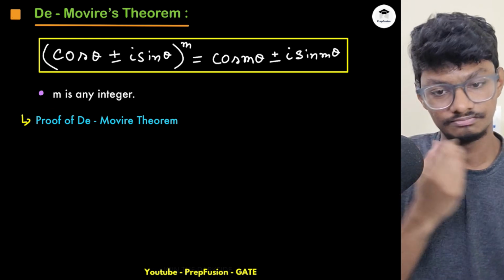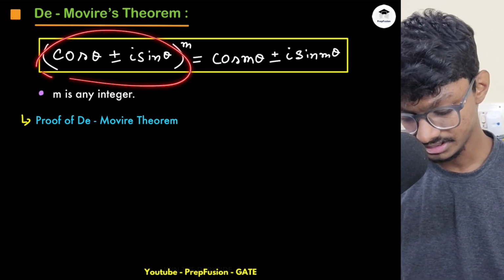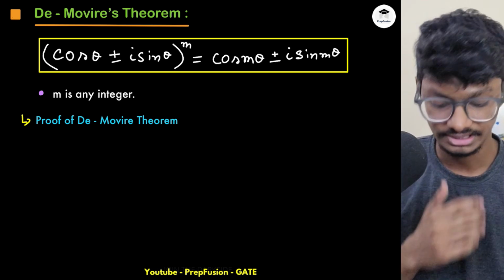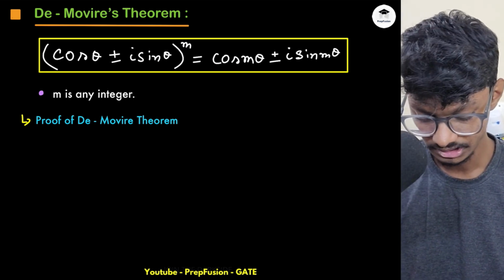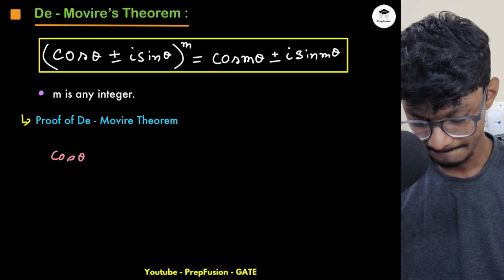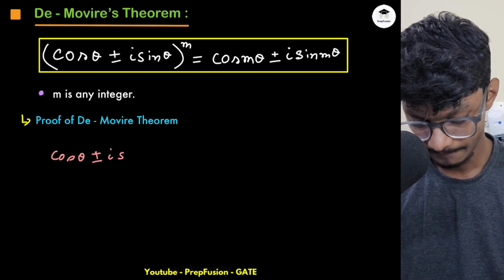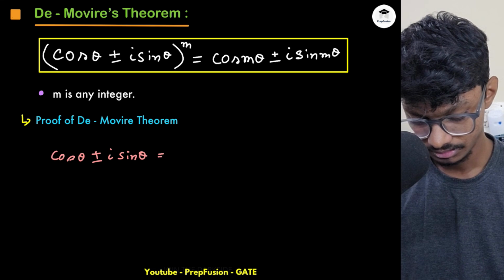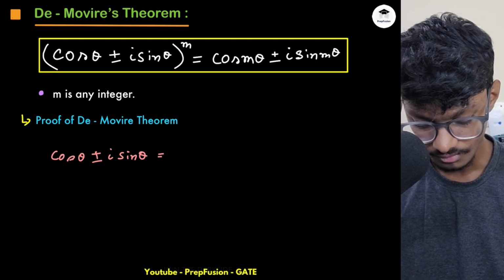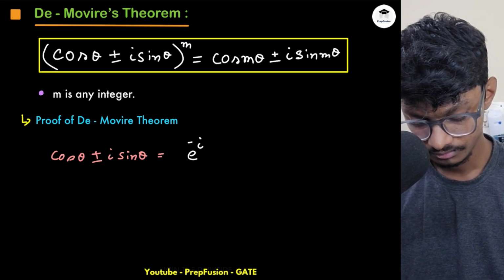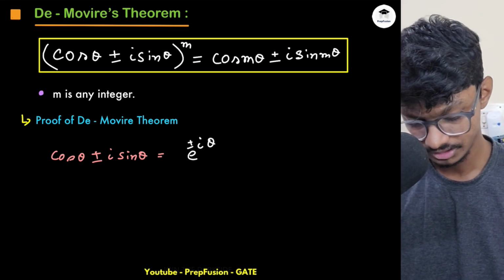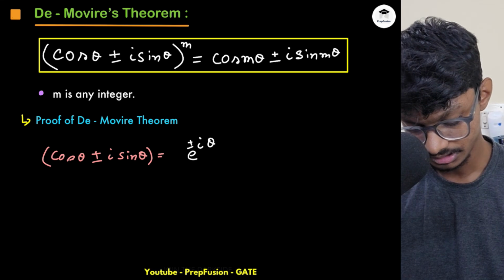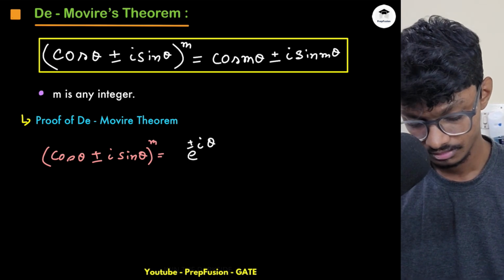Why? How can you represent cos theta plus or minus i sin theta? We have already done this in the previous 2 slides: cos theta plus or minus i sin theta equals e raised to power plus or minus i theta. That you can write. And obviously, I am raising it to the power of m. So I write this, raising it to the power of m.